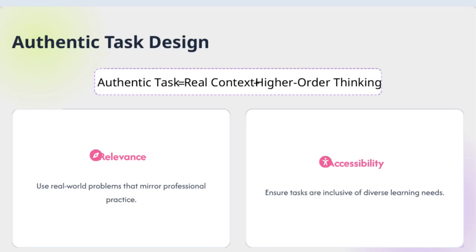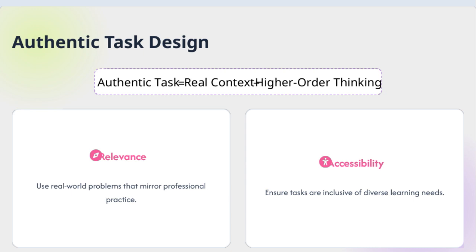Let's talk about ensuring tasks are inclusive of diverse learning needs. This means designing activities that accommodate different abilities and backgrounds so every learner can engage meaningfully. Accessibility is key here, making sure tasks are reachable for everyone. Now, to make learning more authentic, we should use real-world problems that mirror professional practice. When learners see how their work connects to real life, it becomes more relevant and engaging.